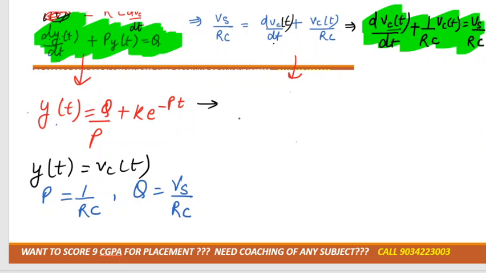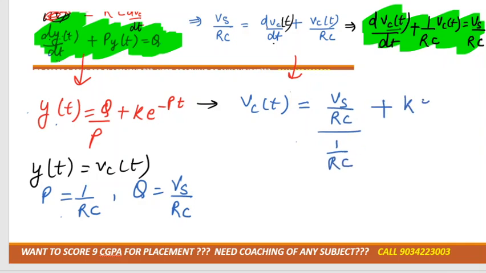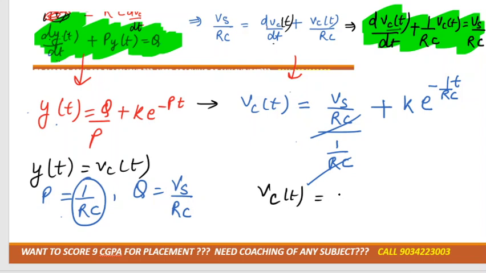Now I need to convert it in this form. So y of t is Vc of t, which is equal to q by p. Q by p means Vs over RC divided by 1 over RC, plus k as it is, raised to power minus p, which is 1 over RC, t. Right or not? This RC and RC would be cancelled out. So Vc of t is equal to Vs plus k into e raised to power minus t over RC. Yes or no?